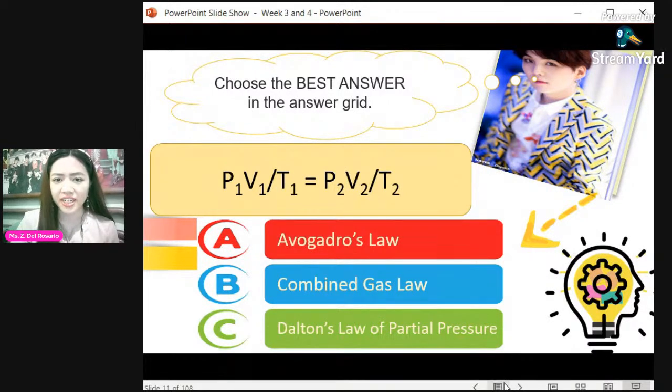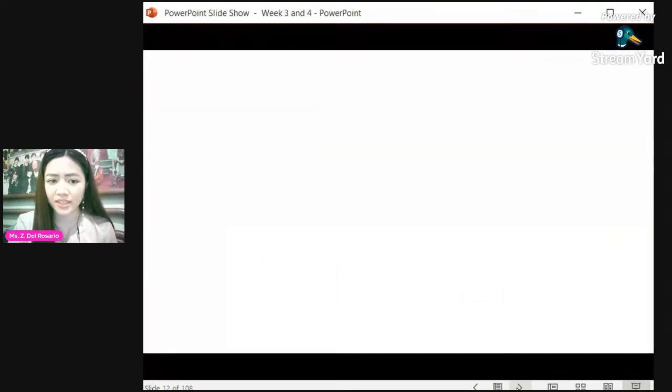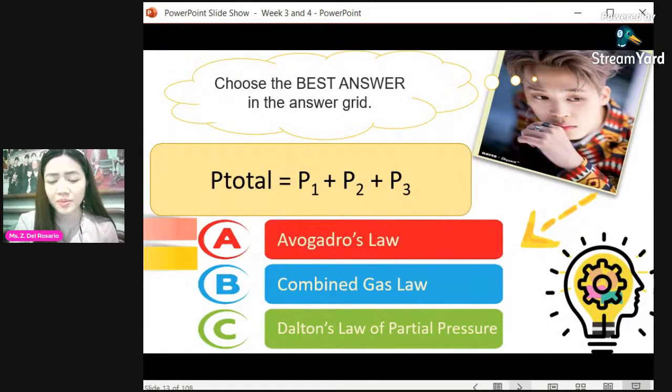Choose the best answer in the answer grid. The formula is P sub 1 V sub 1 over T sub 1 is equal to P sub 2 V sub 2 over T sub 2. Would that be A, Avogadro's law, B, combined gas law, or C, Dalton's law of partial pressures? If we choose the best answer in the answer grid, that is none other than letter B. Nice one, very good. So it is indeed combined gas law. Moving on to our next question.